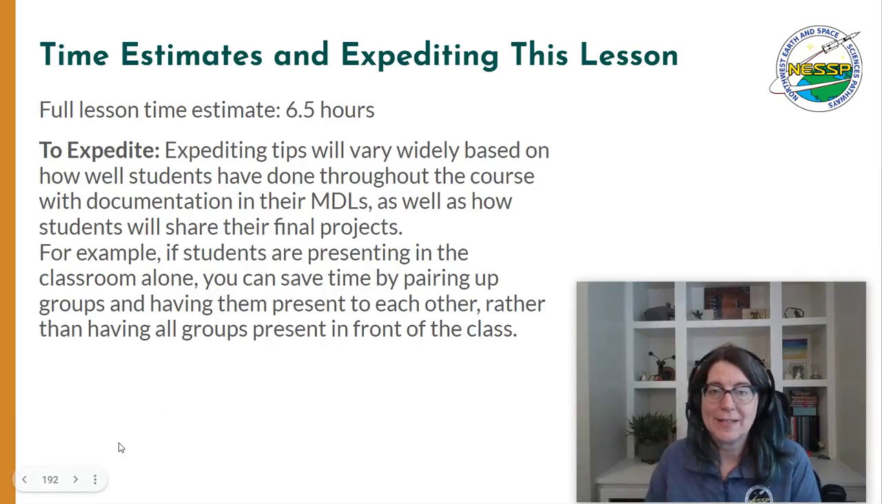Another way to expedite this lesson is instead of having students share out as a group to the whole class, consider pairing up groups and have them just share out to one other group. This can make things go a lot quicker than having to pause the whole class to hear from every group.